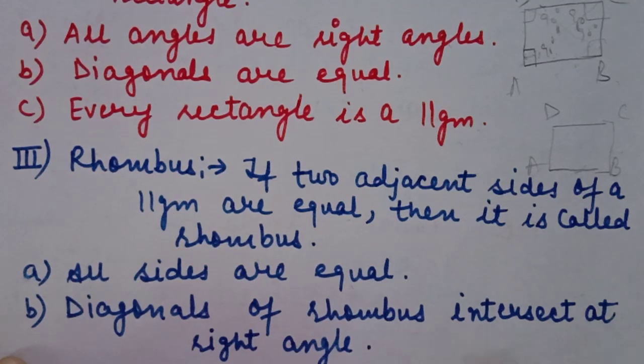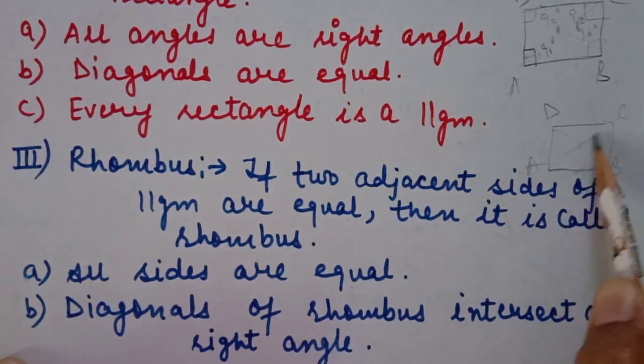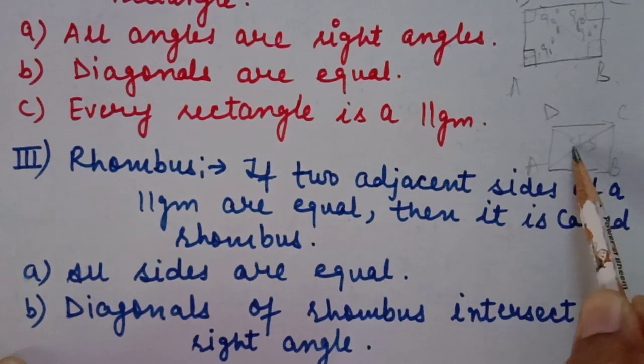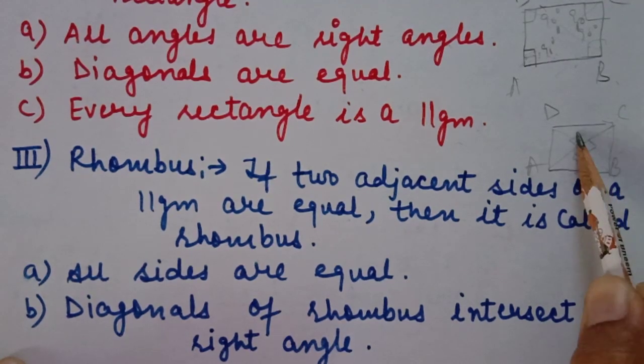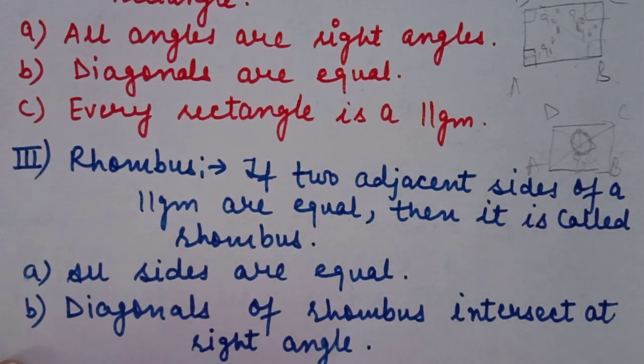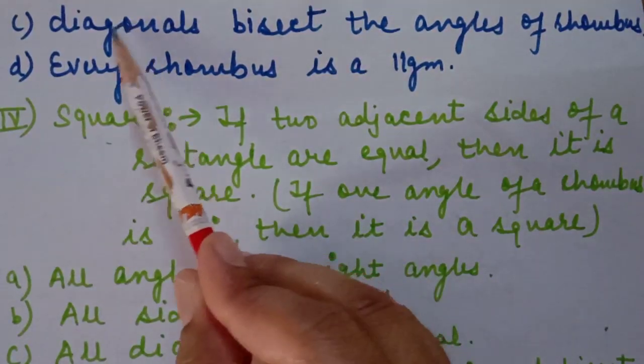Diagonals of a rhombus intersect at 90 degrees. It means the diagonals of a rhombus intersect at 90 degrees. Here also, here also, here also. The total sum is 360 degrees. So if two adjacent sides of a parallelogram are equal, then we call it a rhombus. All sides are equal. Diagonals of a rhombus intersect at right angles. These are two more properties of a rhombus.